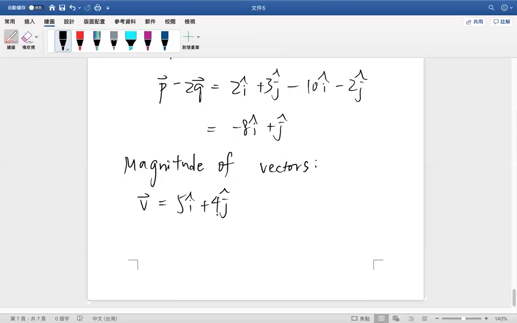So when we sketch it, it's like 5i and 4j. So v is like this hypotenuse, right? And remember what magnitude means. Magnitude basically means the length. So what's the length of this vector then?